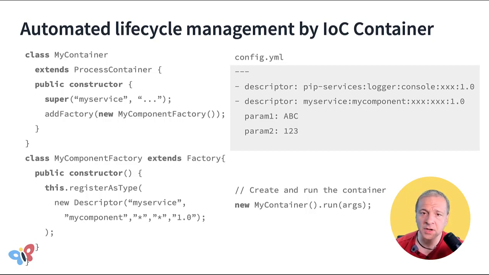To use the container, you need to create instance of process container class or any other container supported by Pip.Services toolkit. It could be Service Fabric, Service Container, or AWS Lambda container. And in the container, you should add factory classes that know how to instantiate components using their locators or descriptors. And the process container will read configuration files where it defines components, their configurations and dependencies. And finally, you just need to instantiate container and run it.